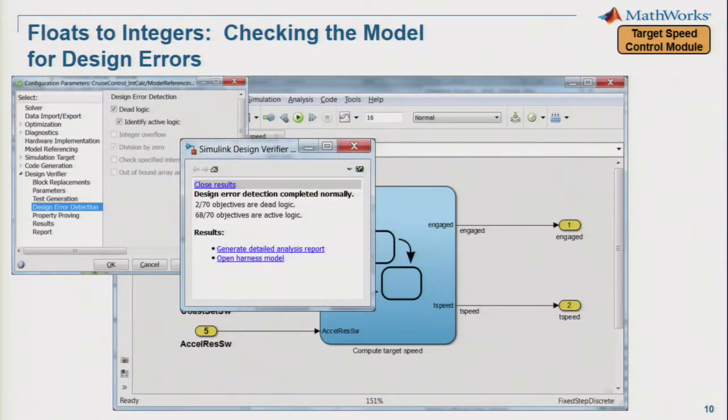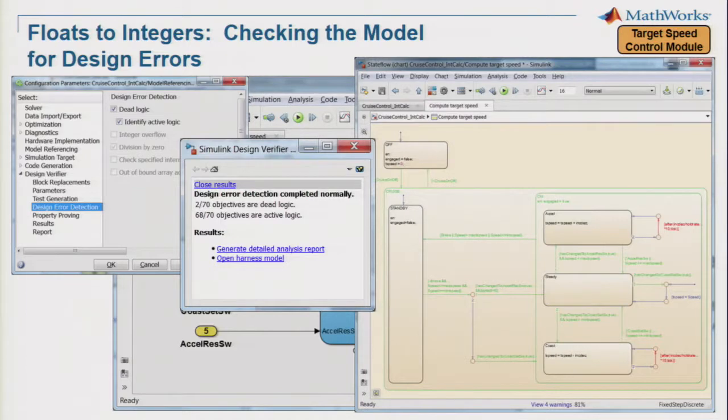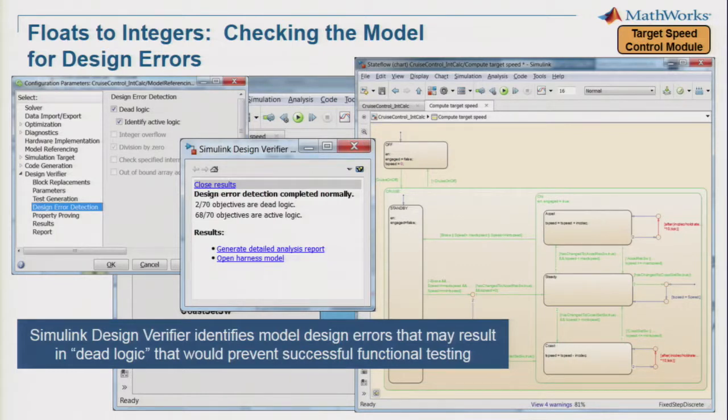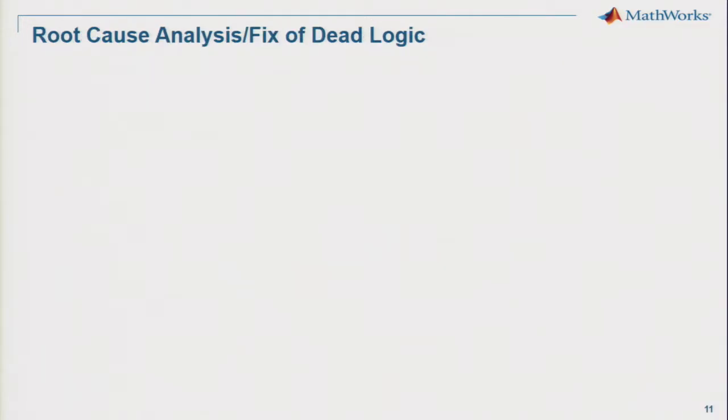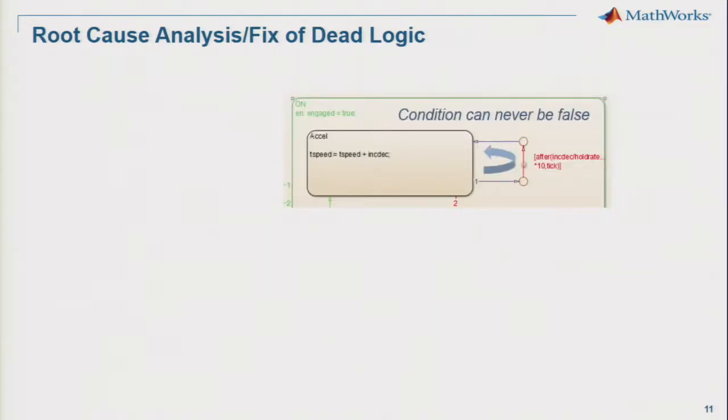And so when we go through, it identifies about 70 objectives, and then we can again use the model coloring on the model to highlight the areas where we have some dead logic. And again, this dead logic would really hurt us with our functional testing. So if we didn't know this ahead of time, we could be spending a lot of time to try to improve our coverage in this case. So when we take a closer look at what the real issue is, it turns out it's this transition that can never be false.